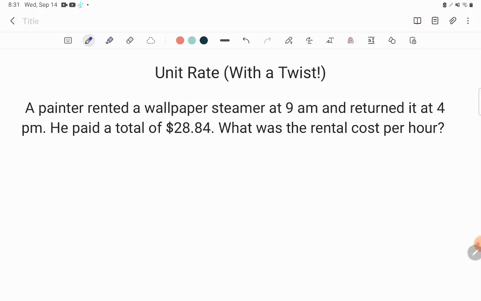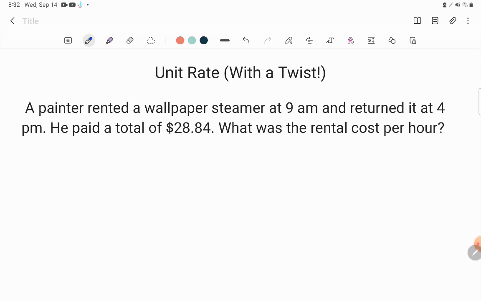I love it, love it, love it, because it is a unit rate question, which is one of the most common word problems you're going to see on the GED, but it's also one of the simplest. But this little guy has a twist in it, so it's going to require not only understanding unit rates, but also a little bit of word problem interpretation. So let's go ahead and take a look together.